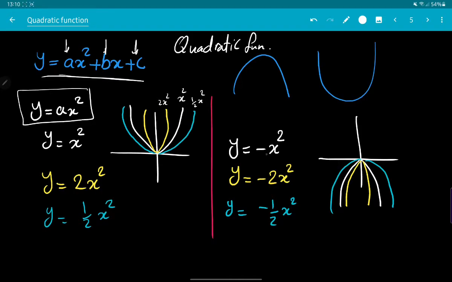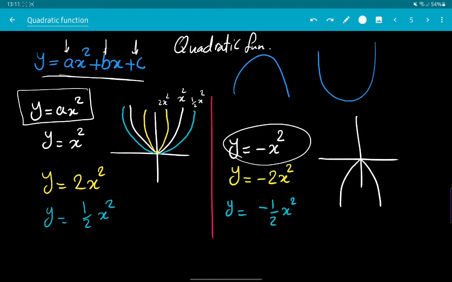If it's negative, the main point of the negative here is telling you that the graph will face downwards. So the parent function here is the white one, for y equals negative x². When we change the value of a, it's -2. So I told you that negative tells you the direction.